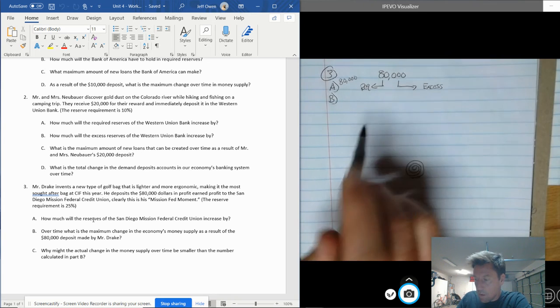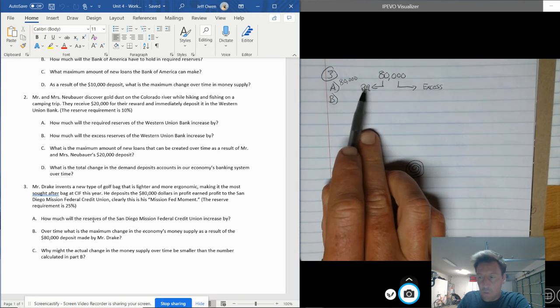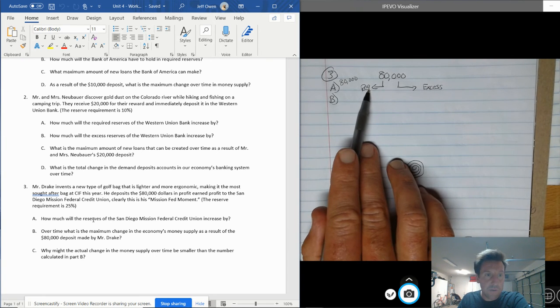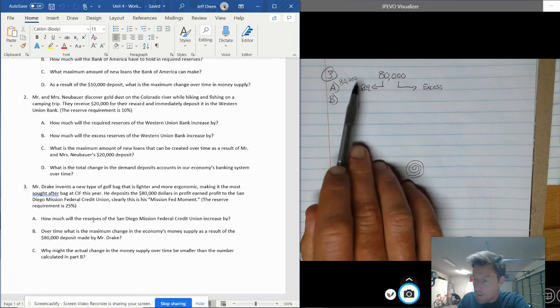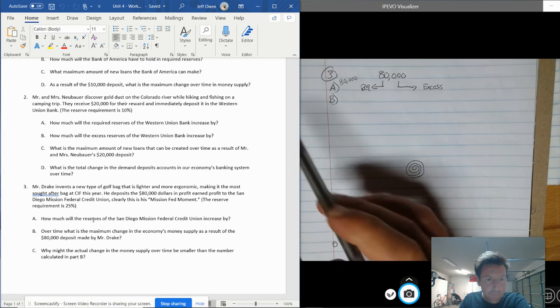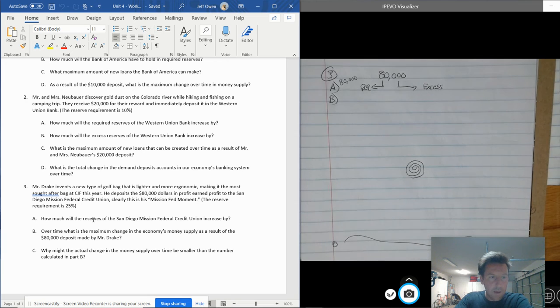So it's just $80,000. They're not asking about required. They didn't ask about excess. If they don't specify which one, they mean total reserves. So trick question right there, and that actually happens a lot on the AP exam with this question. So reserves went up by 80,000.